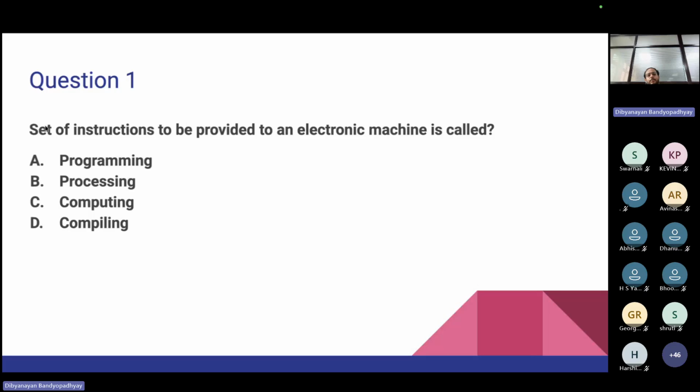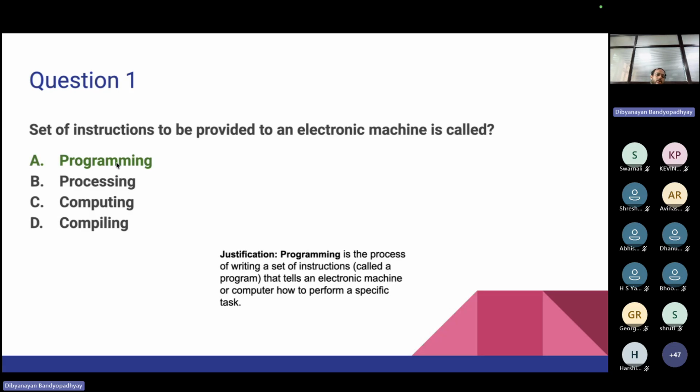So this set of instruction that I told you, what is this called actually? There are four options: programming, processing, computing, and compiling. So programming, I think, can be one of the options, right? Because you are instructing the machine to perform a job. Processing is also one of the options. Computing is also one of the options, and compiling is also a part of the process actually. So let's see what the optimal answer is.